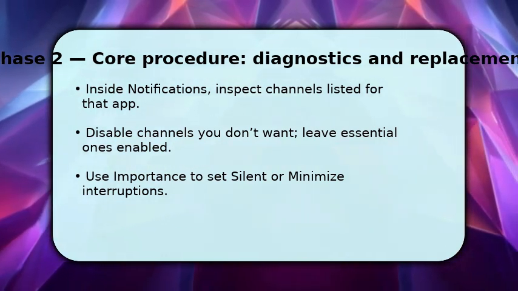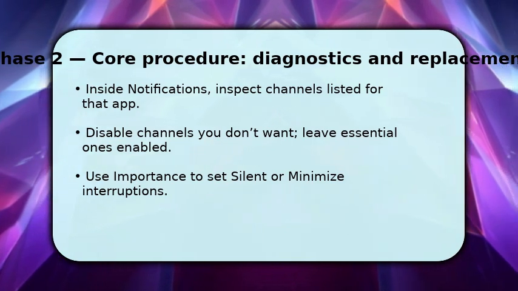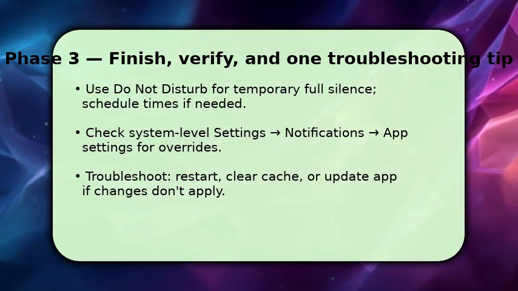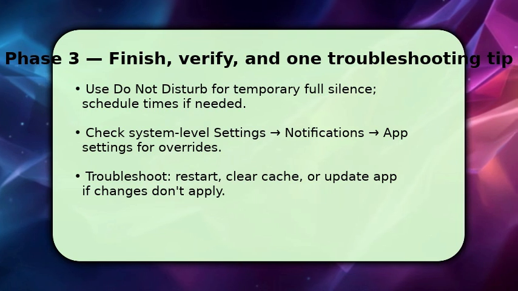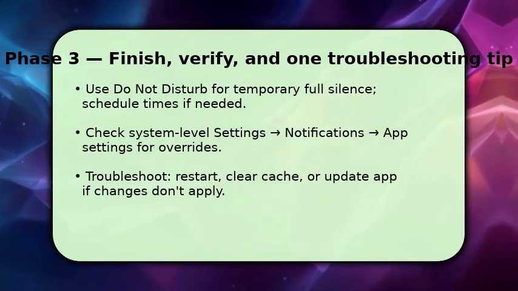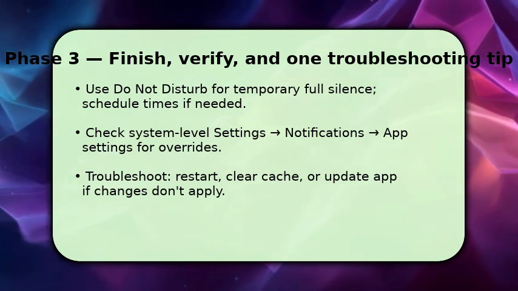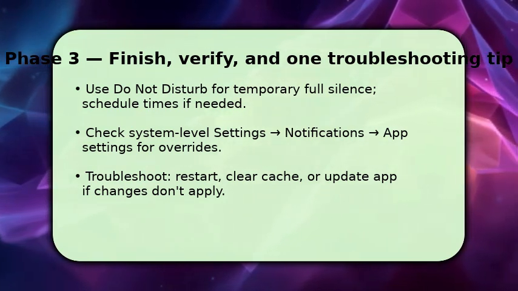To finish, verify system settings so nothing overrides your choices. Go to Sound and Vibration or Notifications and confirm Do Not Disturb rules are set correctly. Schedule it if you need automatic quiet hours. Then review notification access and special app access to prevent other tools from re-enabling alerts.